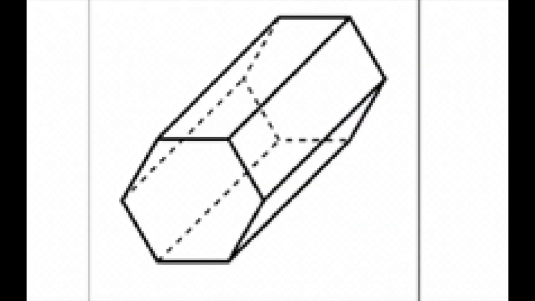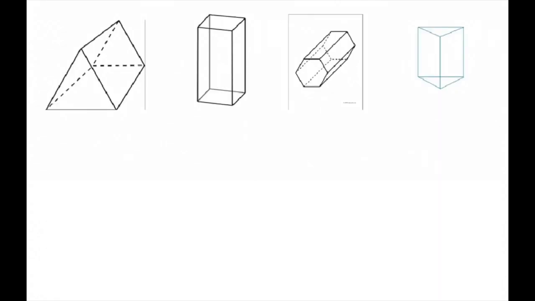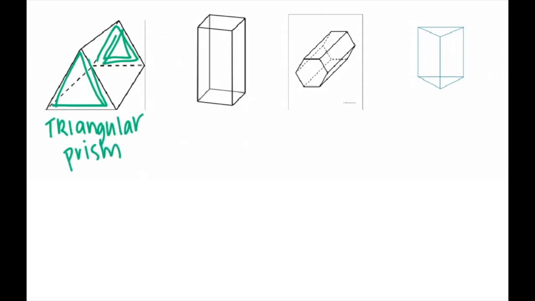So let's do a little practice here. This first shape, the shape of the base, because these are the two identical faces across from each other, those are triangles. So this is a triangular prism.